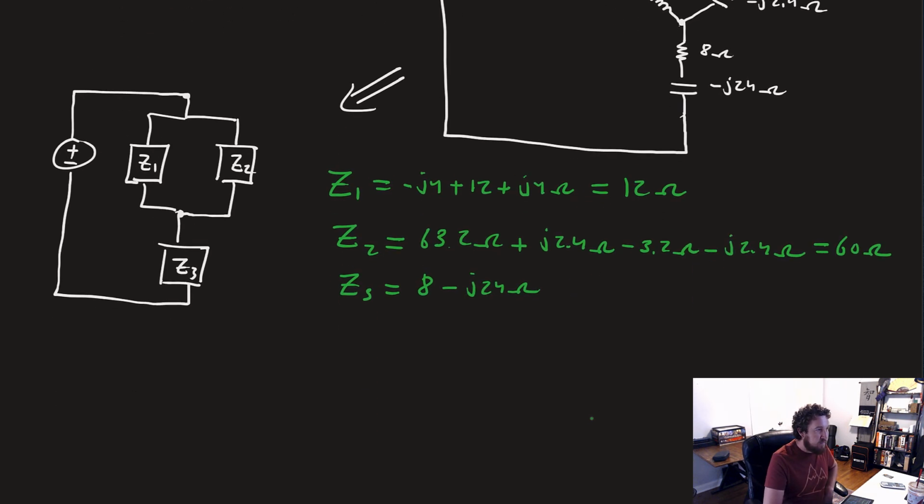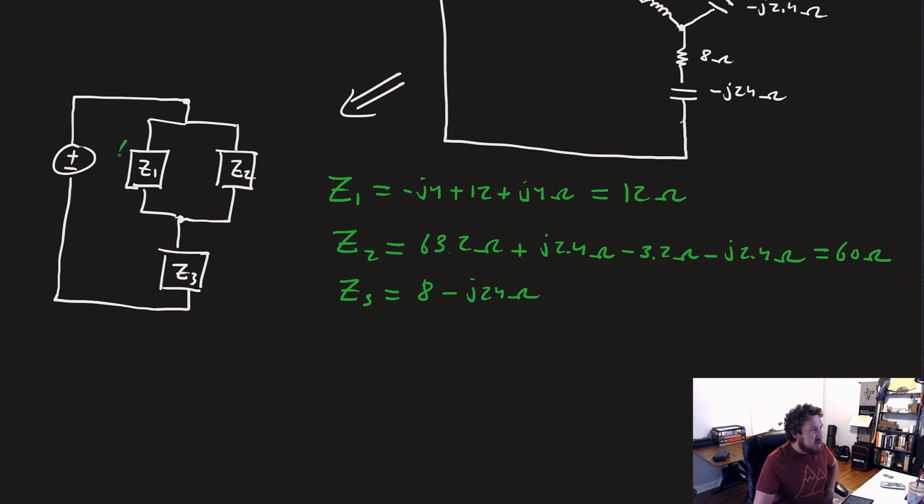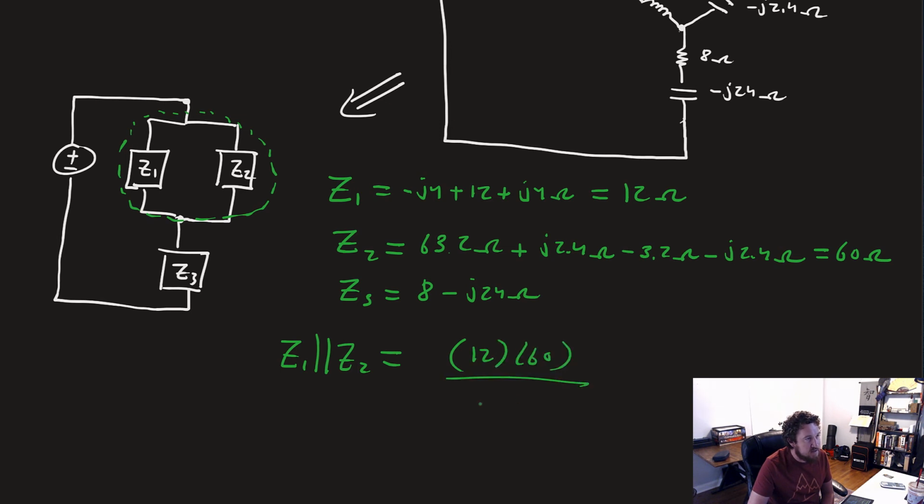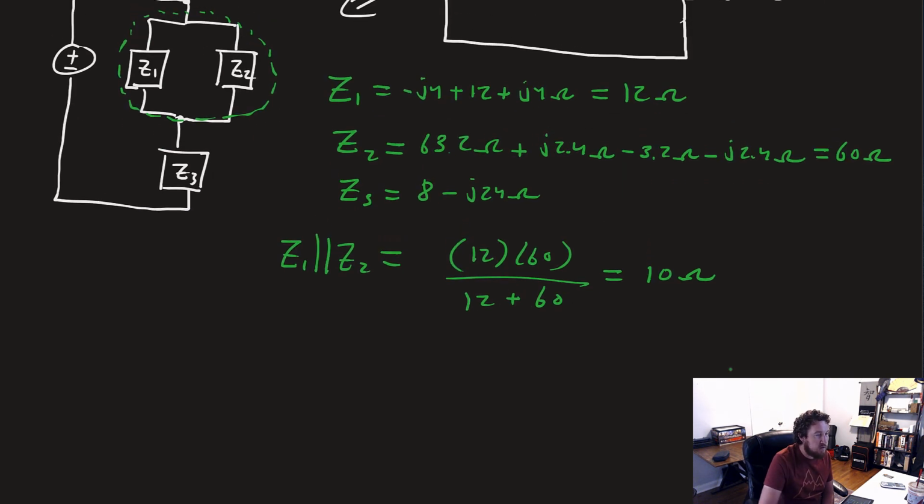So the next thing we need to do is find our equivalent impedance for Z1 and Z2 in parallel. Now we haven't talked about this particular formula in this class, but we're going to use the two impedance parallel equation, which is the product over the sum. So we're going to say that that's 12 times 60 over 12 plus 60, which gets us just 10 ohms.